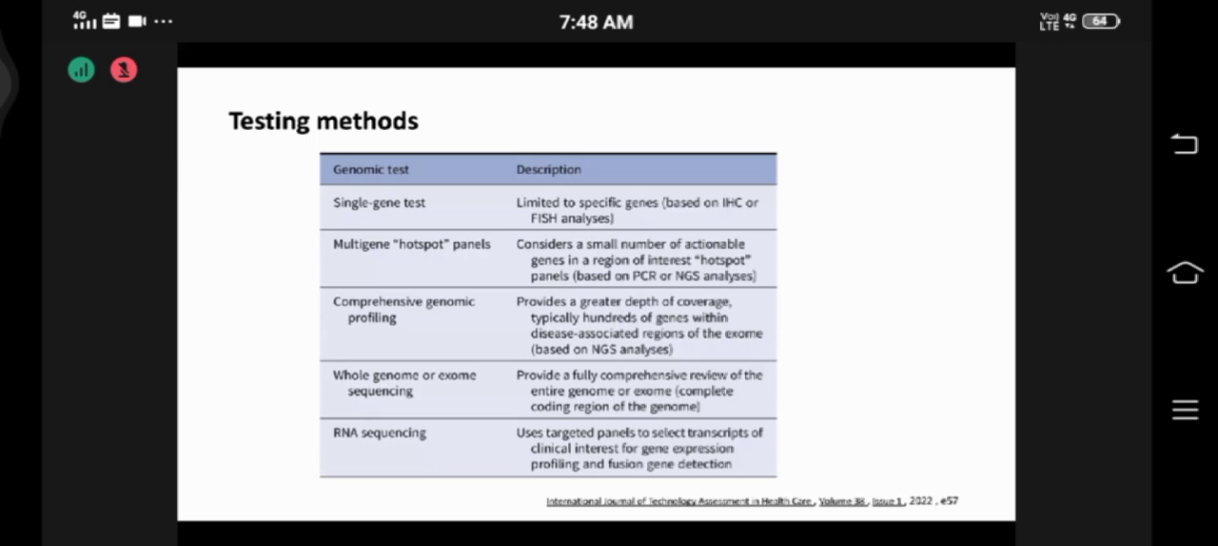But again, RNA sequencing is not something that can be done very easily because there are issues with it. RNA can be very volatile. It can be very unstable. So doing the test sometimes may not give the right answer easily. So these are the ways we test, and these are the different kinds of tests.